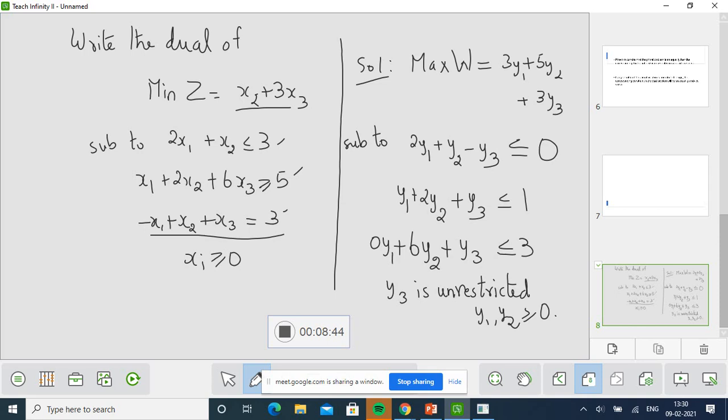Am I correct or am I wrong? Everything is correct? It is not the second equation greater than or equal to, sir. It is the first equation. We are talking about minimize z. Since it is minimize z, what should I do? I should take this equation and multiply by -1.